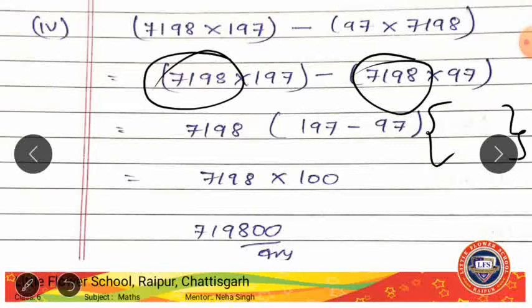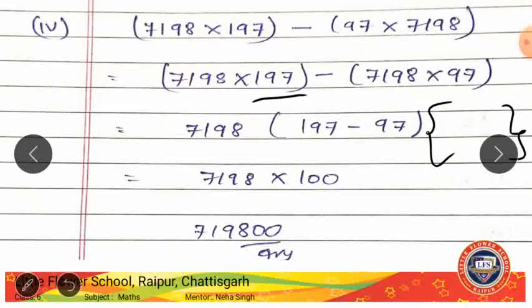Now after taking common, what are we left with? This 197, the minus sign, and 97. So here it will be 197 minus 97, which is 100. So here is the answer, multiplying 7198 with 100. So can you see, after rearranging or after using some properties, our calculation is becoming so easier. That is why it is beneficial that you should know all the properties and you can apply the properties whenever you are trying to make the questions simpler.